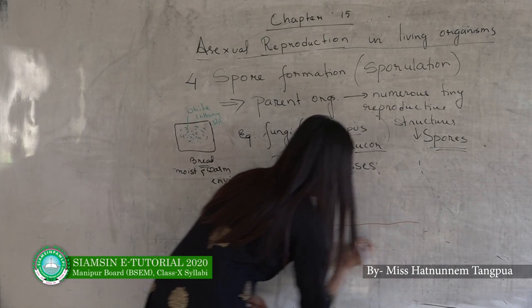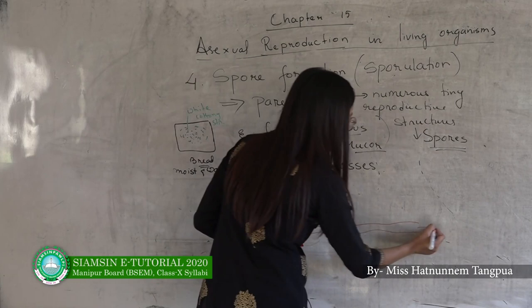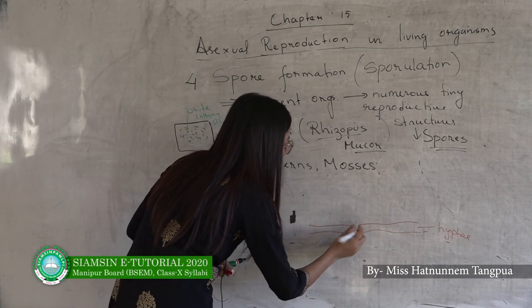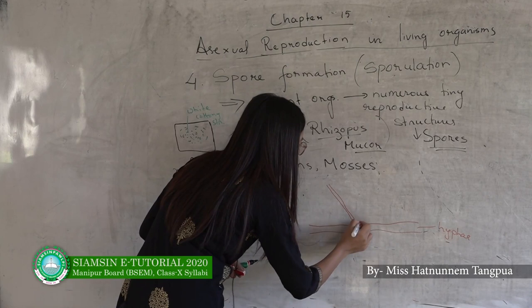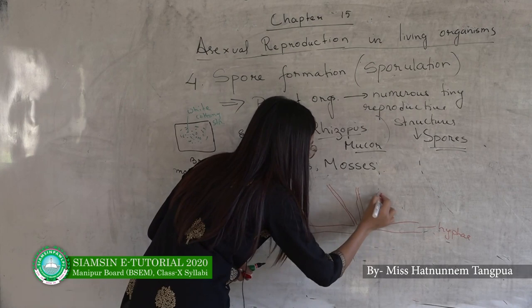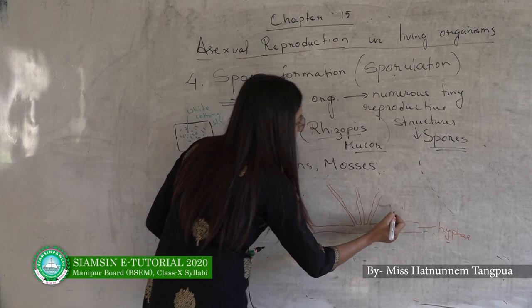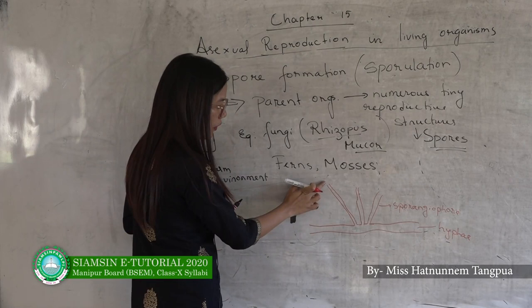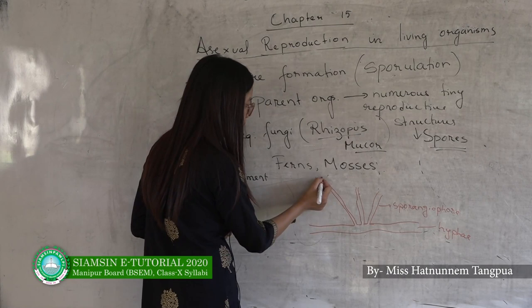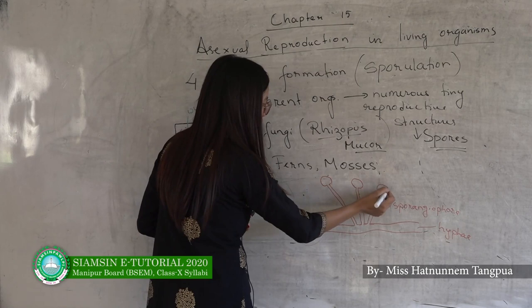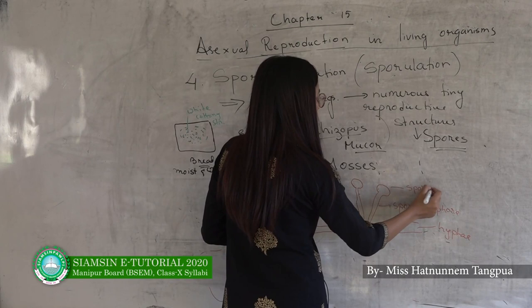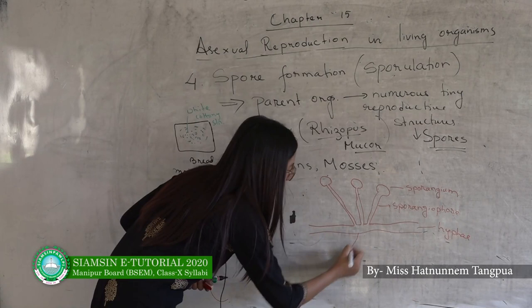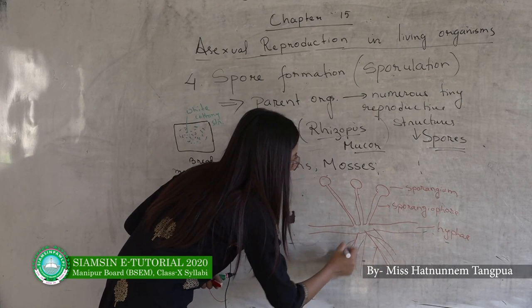Long thread-like structures are known as hyphae. There are also stem-like structures, known as sporangiophores. At the tip of the sporangiophore you will find a swollen tip, which is the sporangium. Below, you will find root-like structures, called rhizoids.